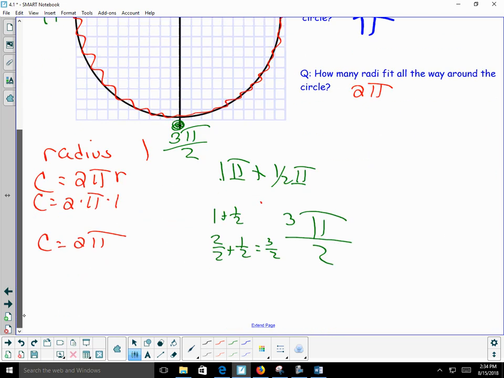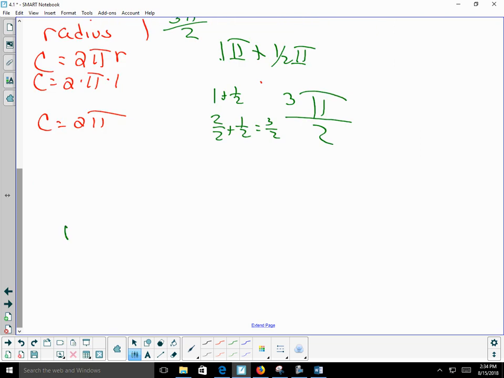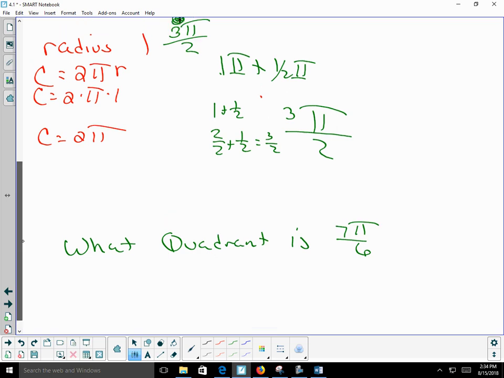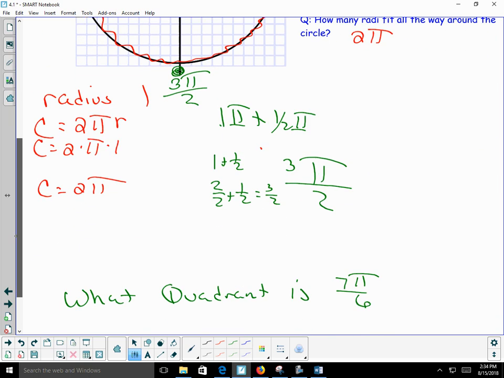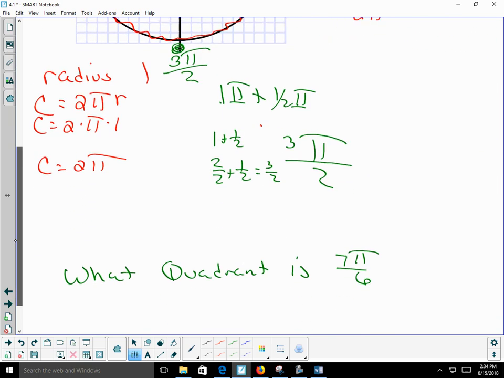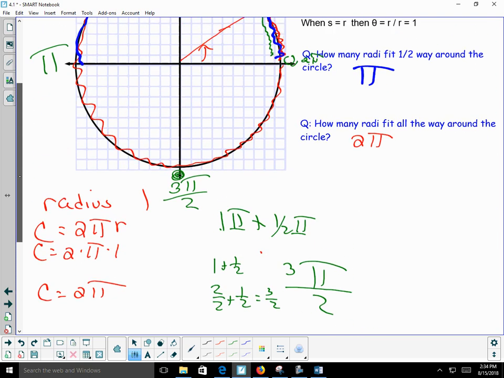But if I asked you what quadrant 7 pi over 6 is in, the easiest way I do it is I ask myself, is it more than 1 half? Well, 7 is larger than 6, so I know it's more than 1 half. In fact, I know that it's more than 1, so it's going to at least be in the third quadrant.